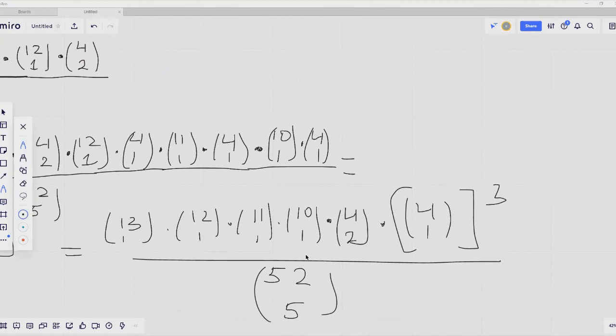Okay, great. Now let's calculate the probability of a straight.